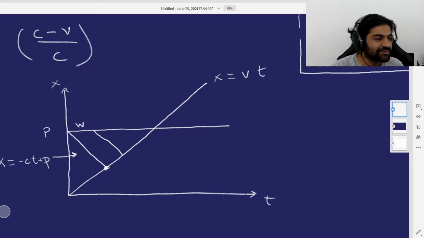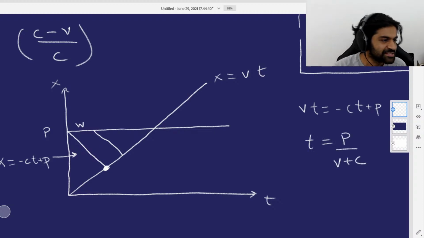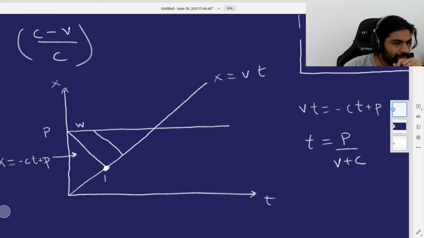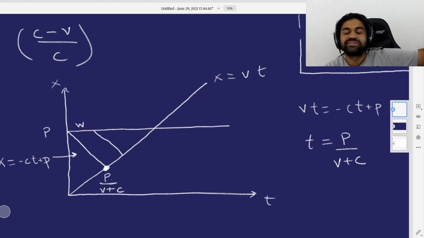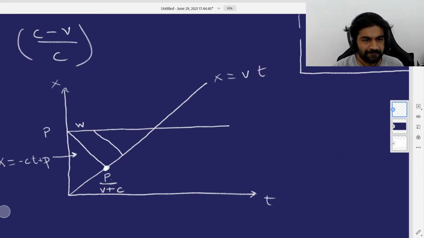And so to figure out what the time coordinate for this point is, we just need to figure out where these two intersect each other. So in the corner here, I'm just going to solve vt equals negative ct plus p. And t is going to equal p over v plus c. Reasonable? I only wrote down the time coordinate, not the position coordinate, because the time coordinate is the one that I'm interested in. So the time coordinate for this point is going to be p over v plus c.